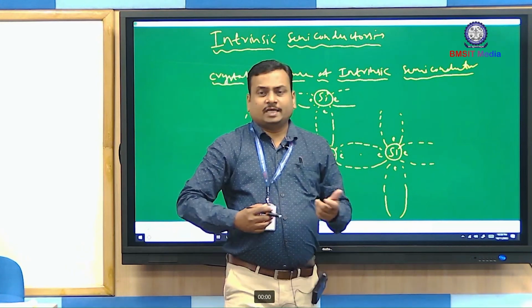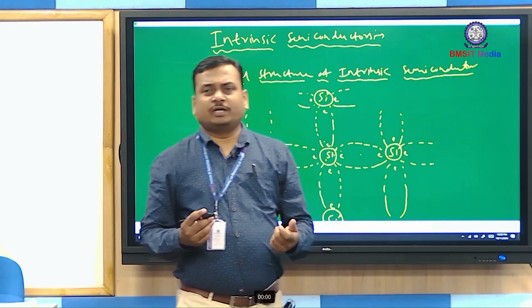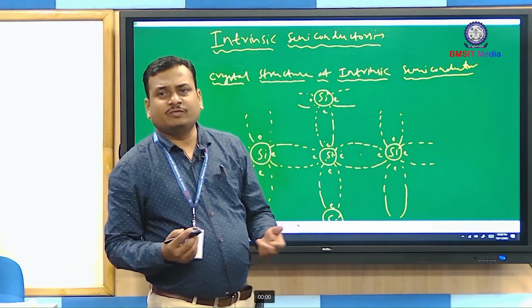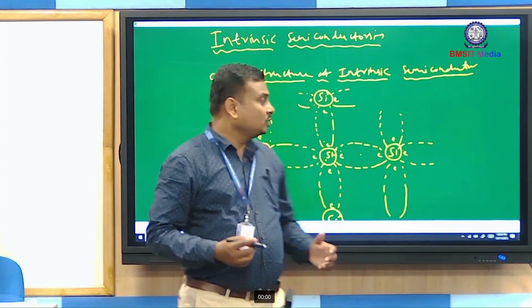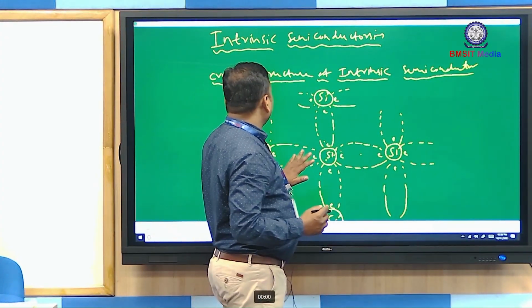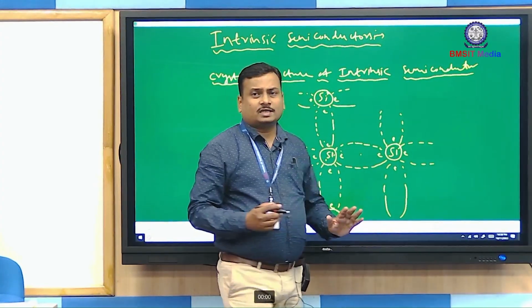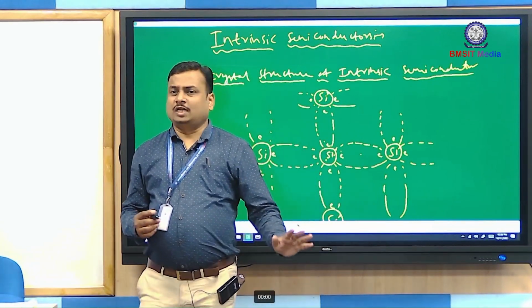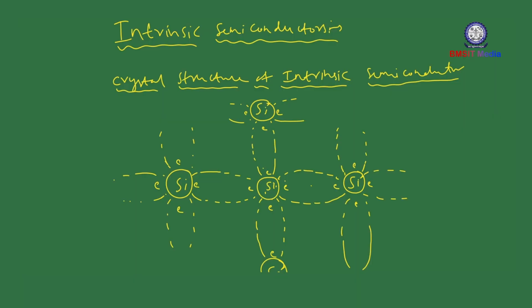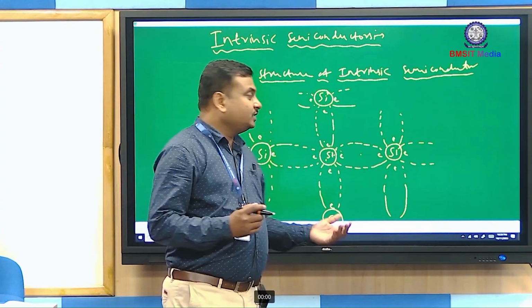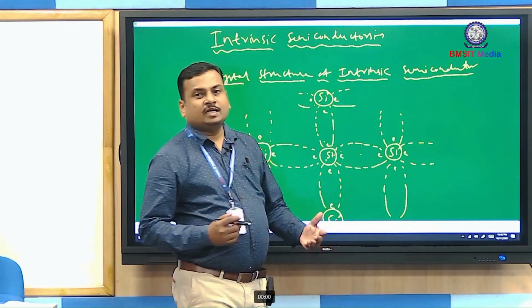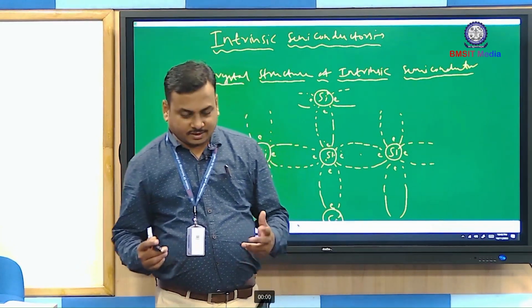So at any given point of time at 0 degrees Kelvin, there will not be any free electron in case of intrinsic semiconductor. So it will be acting as an insulator. So this is the structure of intrinsic semiconductor, in particular silicon. Now we'll see the charge carriers in intrinsic semiconductor. At 0 degrees Kelvin, there will not be any free electron in this intrinsic semiconductor.